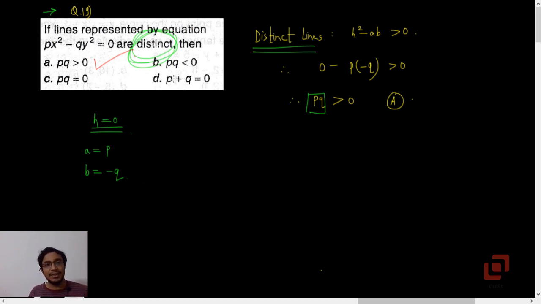Now pq less than 0 does not make any sense because that means the lines are imaginary. So there will only be one point, that is the origin, which will satisfy that equation. And even pq equal to 0 does not make much sense because if pq is 0, then at least one of p or q should be 0. So it will represent either the y-axis or the x-axis.